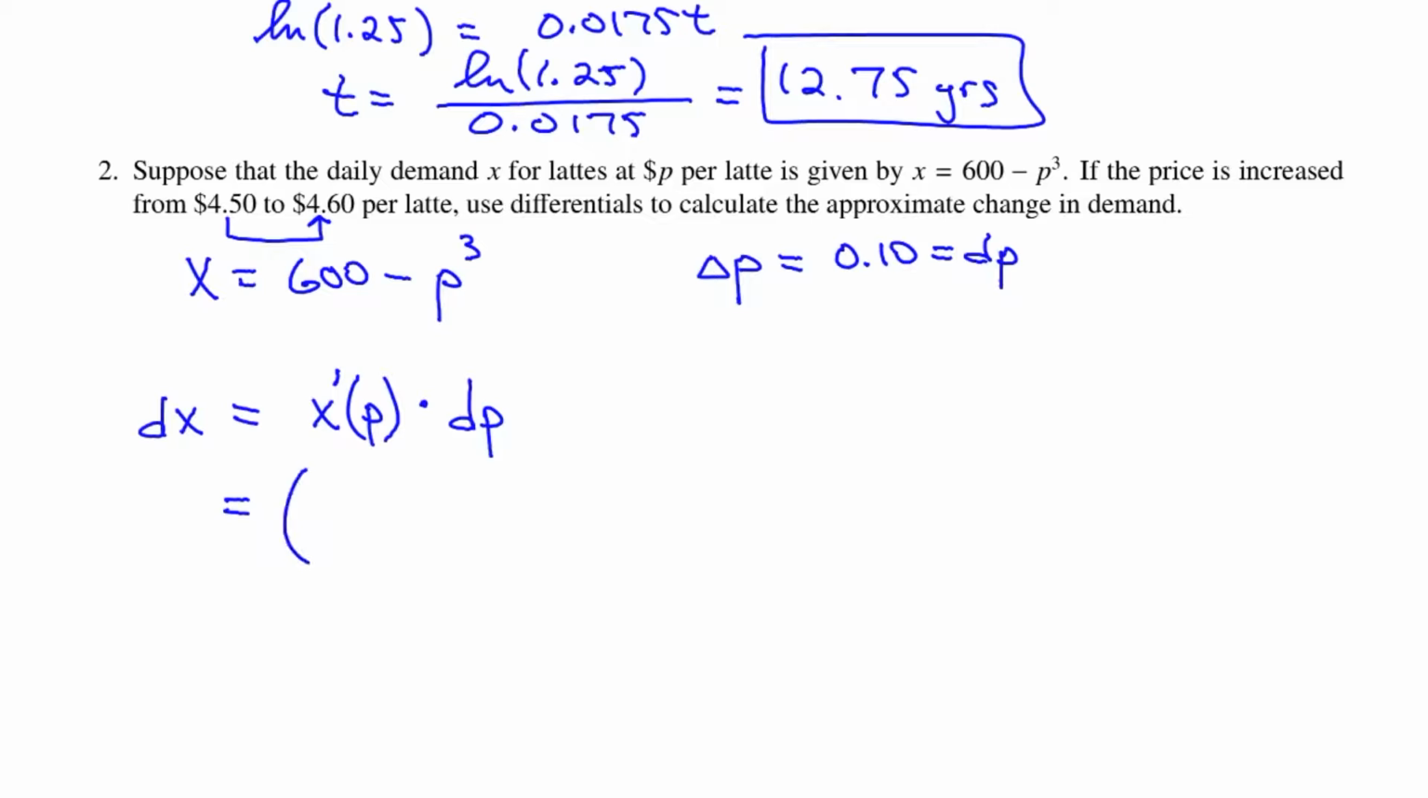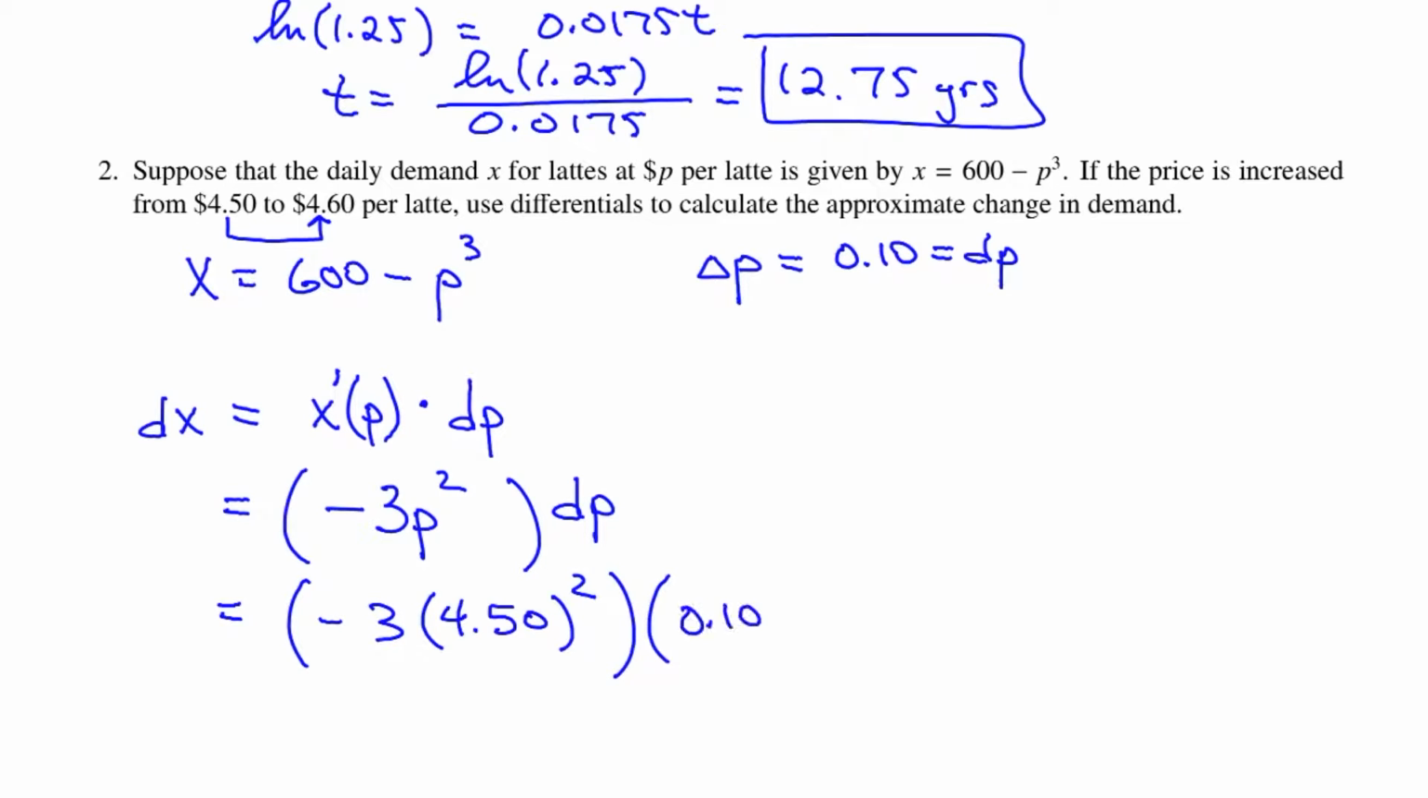And we need the derivative of the x function. The derivative of 600 is 0. The derivative of negative p³ is negative 3p². The p is the base price that the action started at, that's $4.50, times the 0.10. If you work that out, you get negative 6.08, which is lattes per dollar.